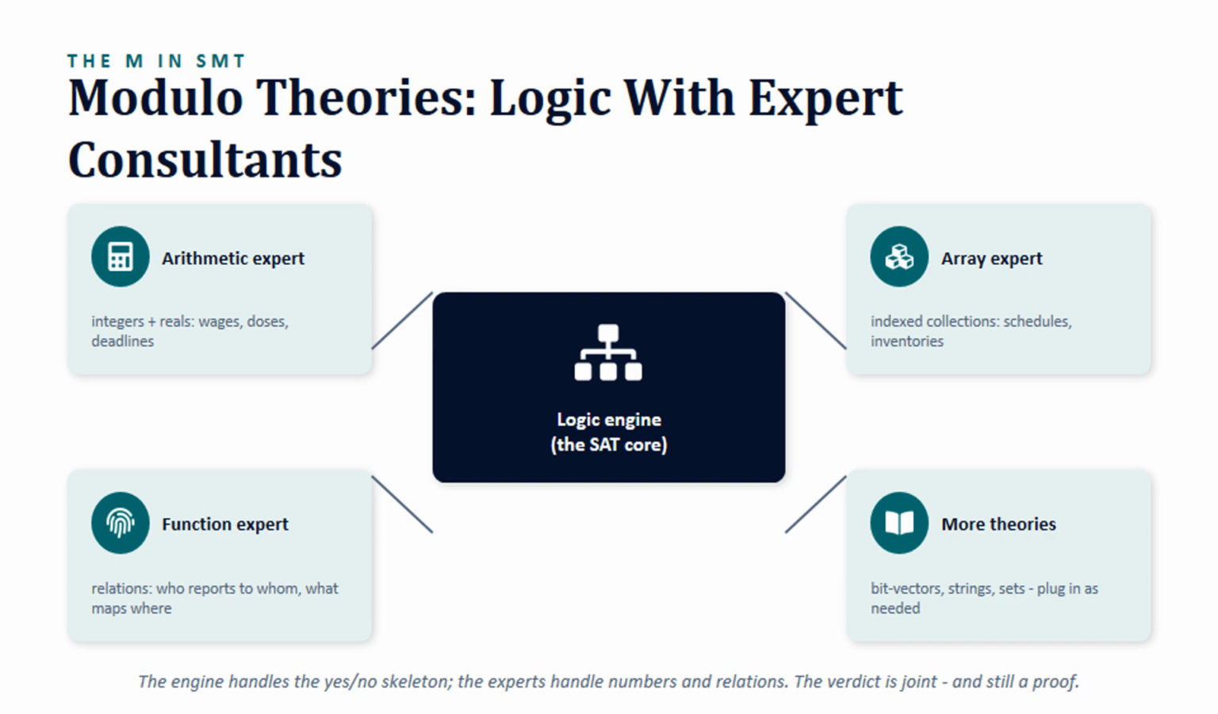An array expert for indexed collections like schedules and inventories. A function expert for relations, who reports to whom, what maps to what. And more theories plug in as needed, bit vectors, strings, sets. The engine and the experts interrogate the problem together. Whenever the logical skeleton mentions numbers, the engine consults the arithmetic expert. The expert either blesses the current picture or reports its own kind of contradiction, which the engine then learns from, exactly as before. The verdict at the end is joint. And, crucially, it is still a proof.